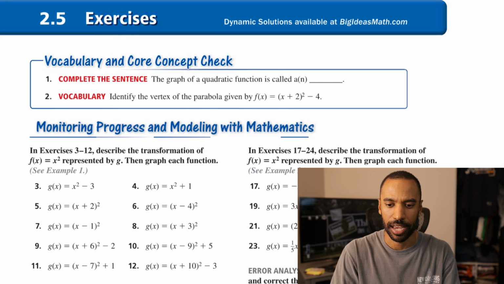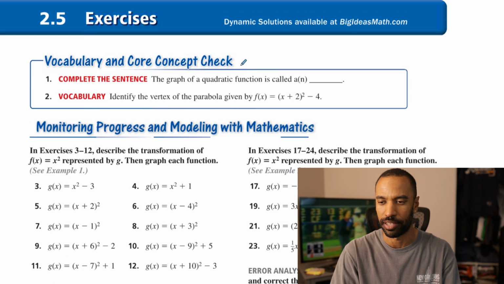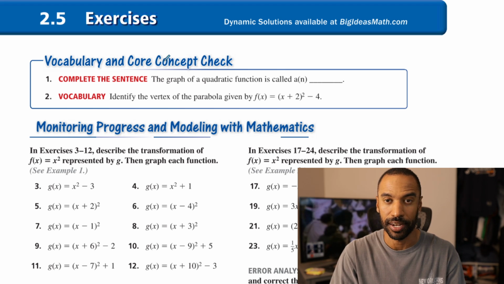Okay, that's the end of the lecture portion. It was still 22 minutes long. I was hoping it would be shorter, but it seems like there were still a lot of things to cover. So let's start with the vocabulary and core concept check, and then we'll do numbers 3 through 49.